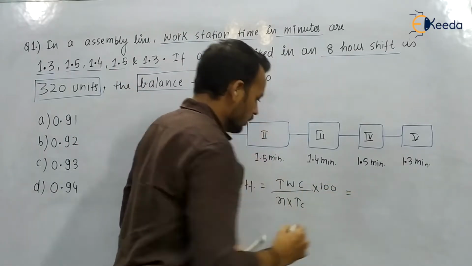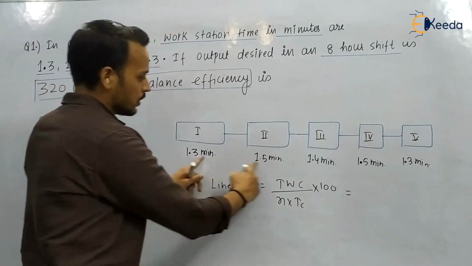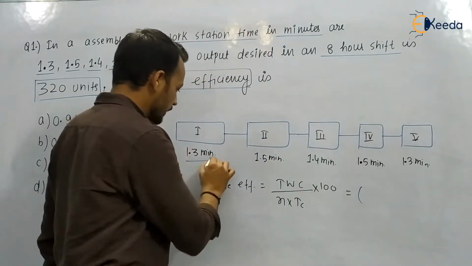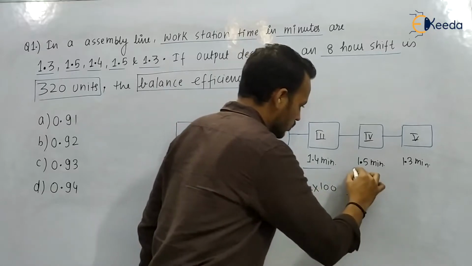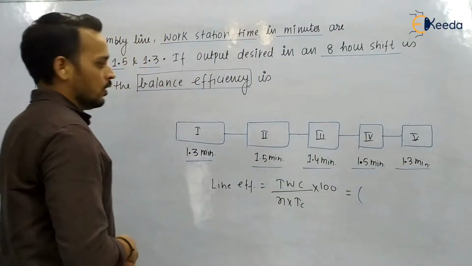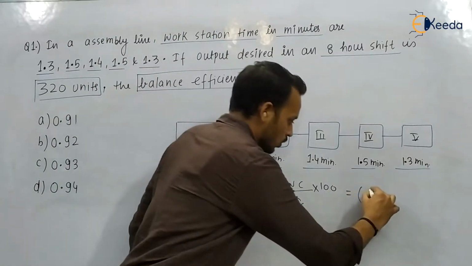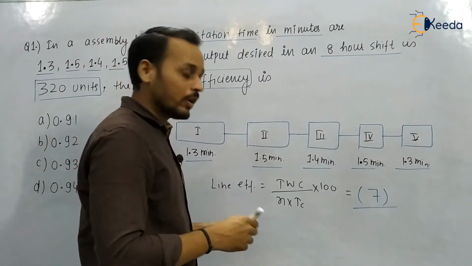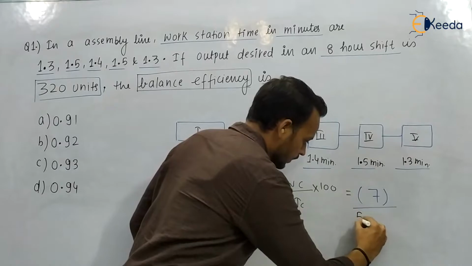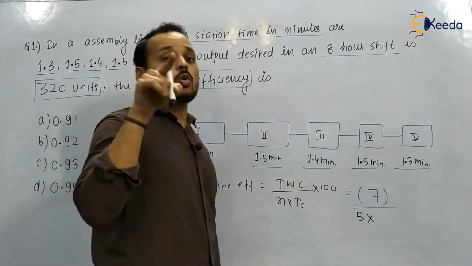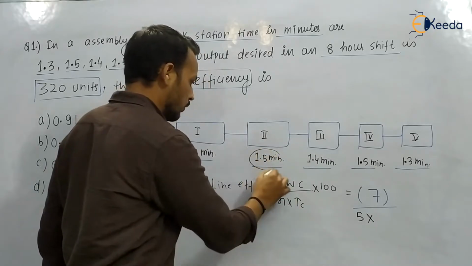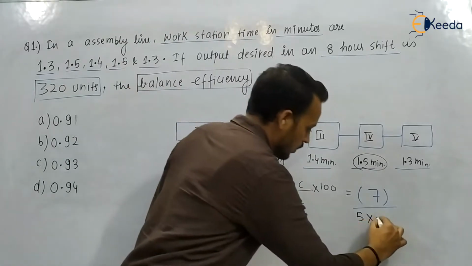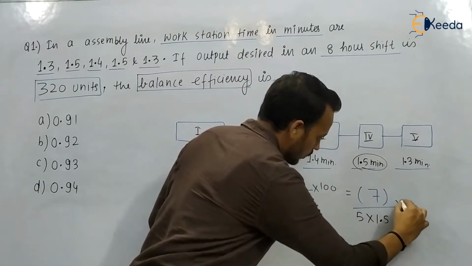So what is the total work content? The total work content is going to be the summation of all the station times, 1.3 plus 1.5 plus 1.4 plus 1.5 plus 1.3. You can calculate it, it is going to be 7 minutes divided by N. N is the number of workstations, so 5. The cycle time is decided by the slowest workstation. The slowest is 1.5 here also and 1.5 here also. So it is 1.5 into 100.